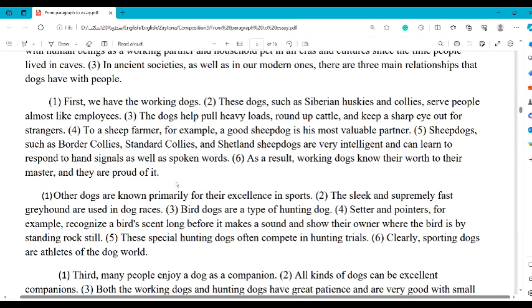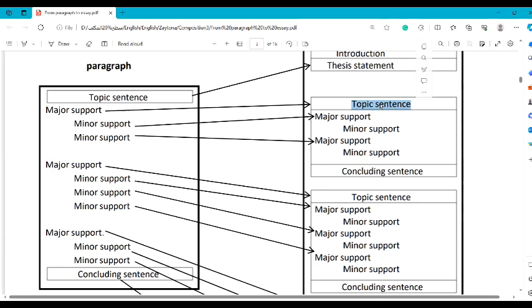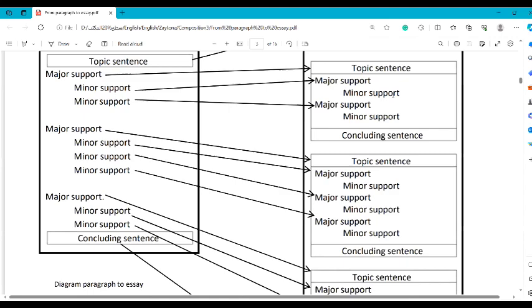Okay, thank you. So, in the diagram, if you remember, we said in the body paragraph we have the first sentence, which is the topic sentence. After the topic sentence, we have major, minor, major, minor. Then we have a concluding sentence, right? Okay, so let's see this in a practical example.